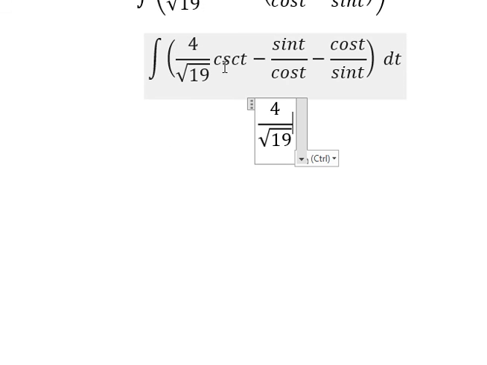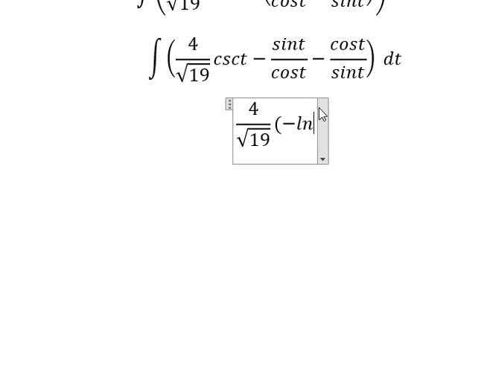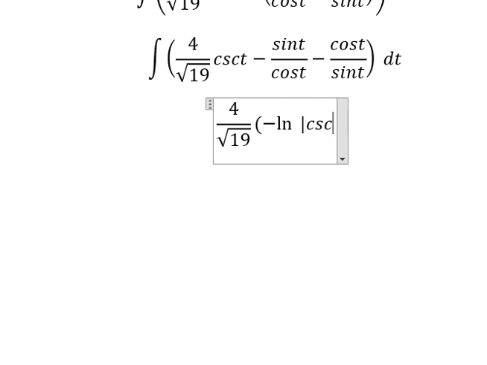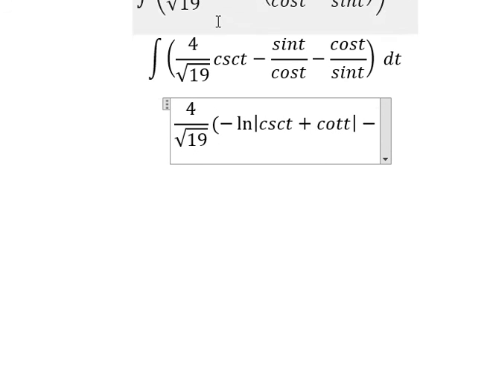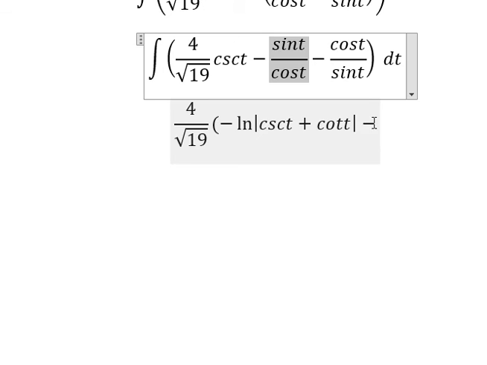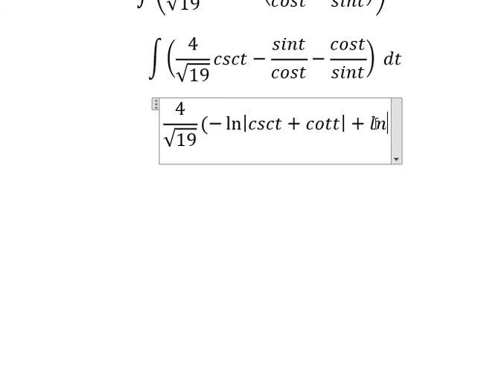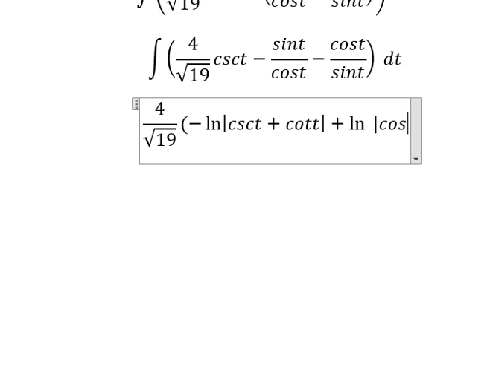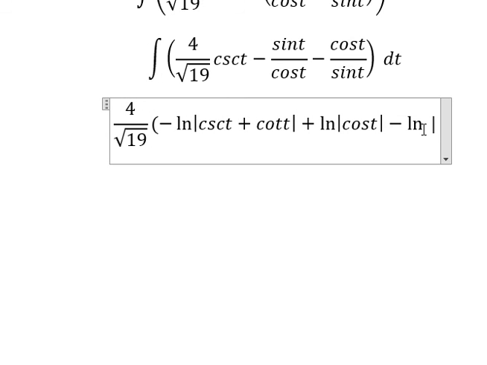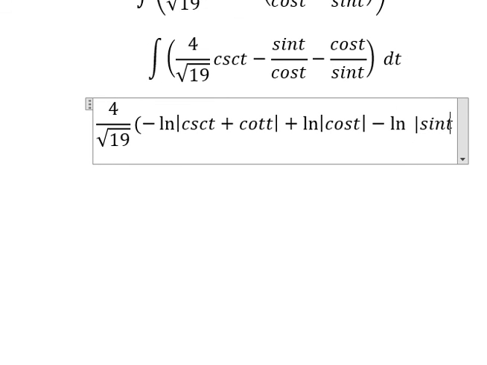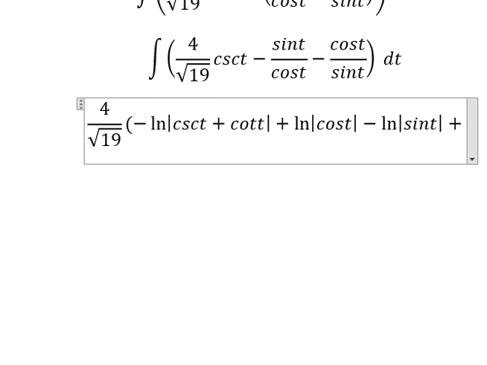The integration of cosecant of t, we have negative ln of the absolute value of cosecant of t plus cosine t. The integration of this one, we have positive ln of the absolute value of cosine t. The integration of this one, we have ln of the absolute value of sine t. And then we put c.